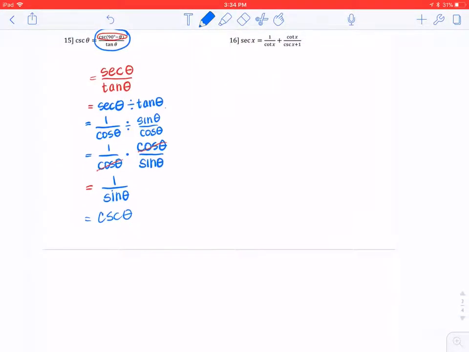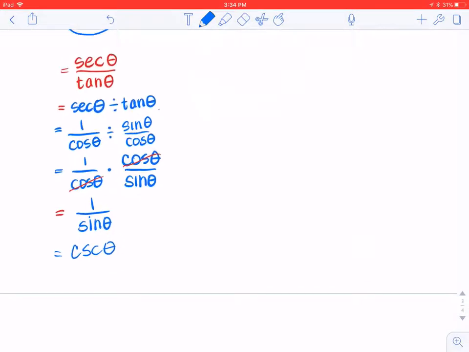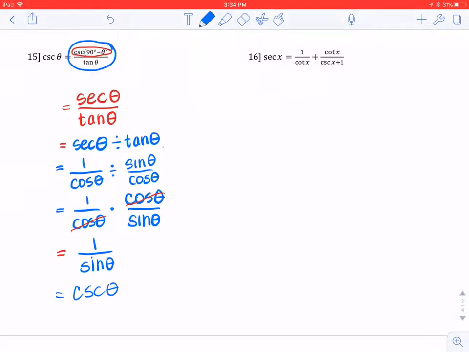If you look at what you're trying to get on the left-hand side, you are trying to get cosecant of theta, so you have established your identity.